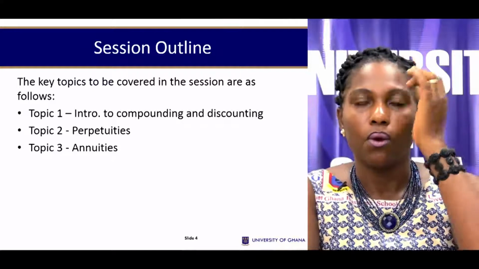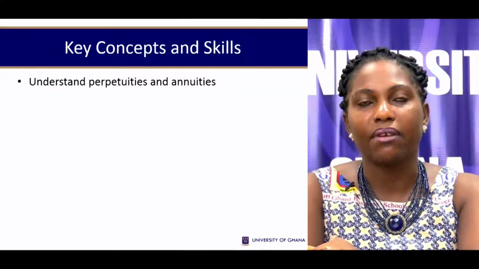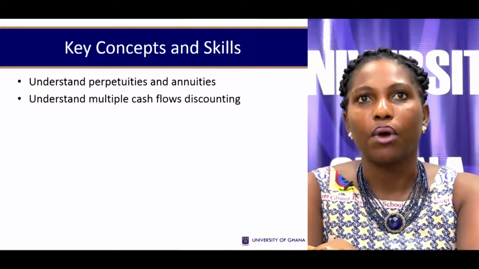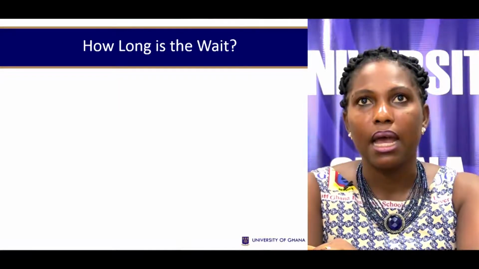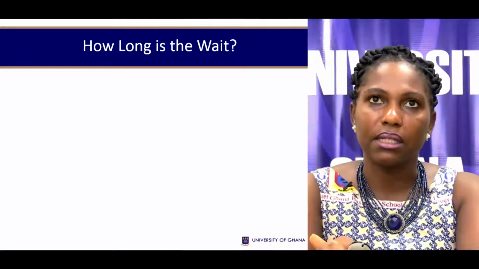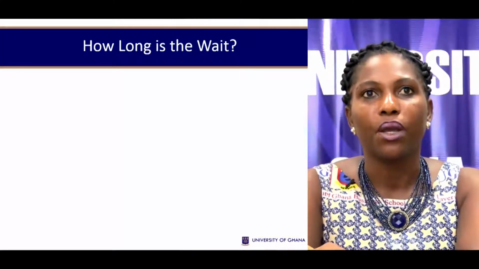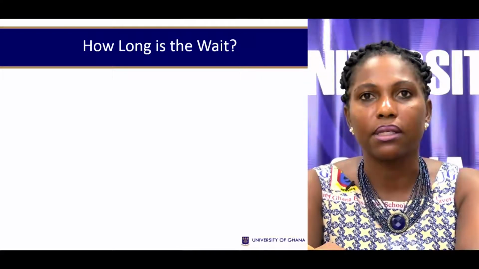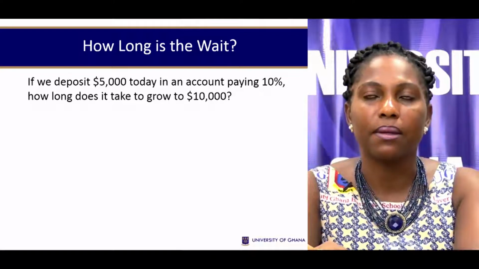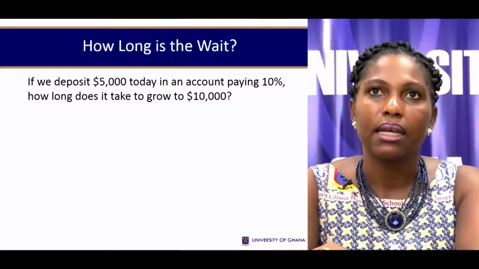Now, for this session, we expect that you would have a very clear understanding of perpetuities and annuities, look at multiple cash flow discounting, and then how to apply them for investment decisions. In our last session, when we looked at the single cash flow, we're going to look at some extra details. Now, take it for example that you have an investment or an idea or a vacation you would like to take sometime in the future.